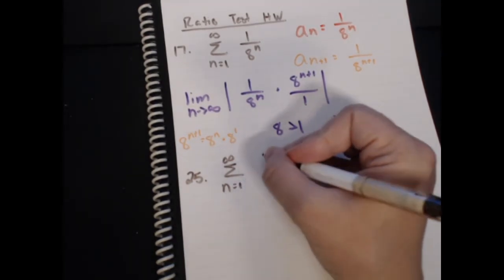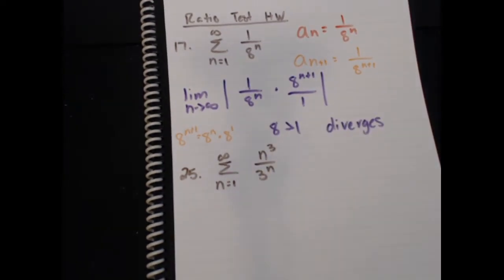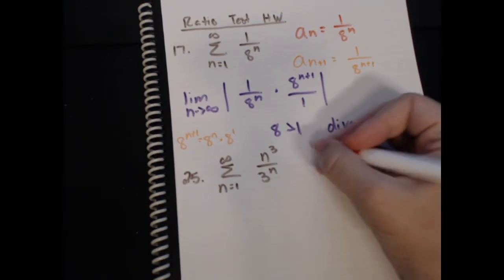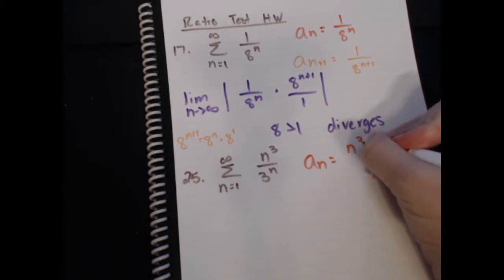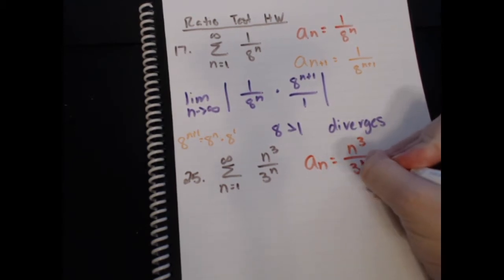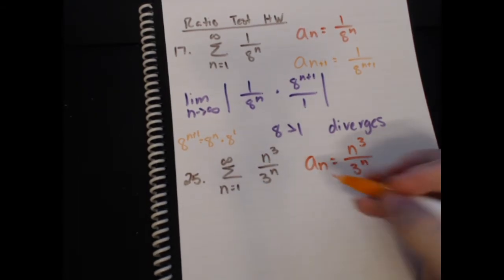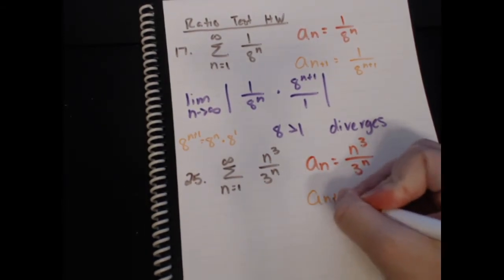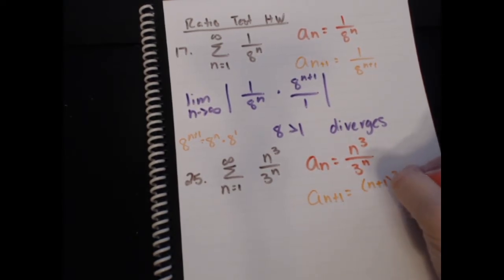25 n cubed over 3 to the nth. So same idea. You're going to separate out your a sub n, and you're going to get n cubed over 3 to the nth. And then we're going to write out our a sub n plus 1. So we get n plus 1 cubed over 3 to the n plus 1.